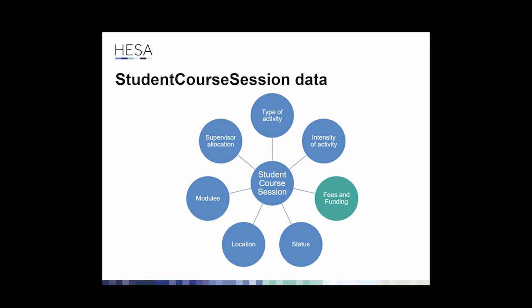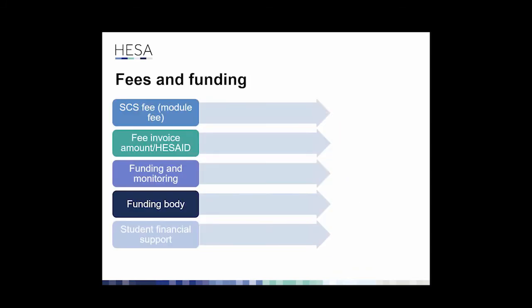Next section then, this is the part of the model where we collect quite a lot of fees and funding information, and I'll run through the headlines of those. So we're interested in the fees that the student is paying. We collect fees within the model at 2 different levels. So providers can record the fee for a student course session, so the fee for a year of the student's course, but they also have the option to record this on a modular basis if that's the way that they charge their fees.